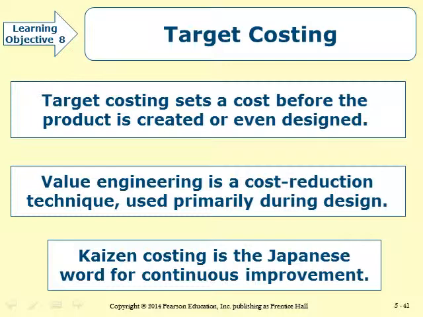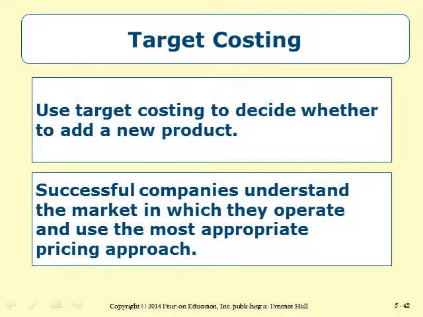Value engineering is a cost reduction technique used primarily during the design stage that uses information about all value chain functions to satisfy customer needs while reducing costs. And finally, Kaizen pricing is a Japanese term for continuous improvement during manufacturing. Some companies understand the market in which they operate and use the most appropriate pricing approach.